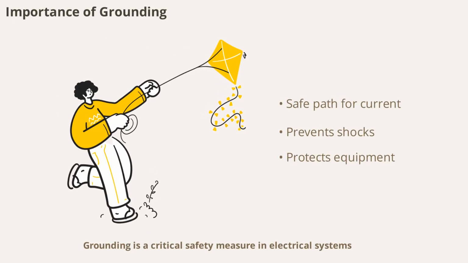Grounding is a critical safety measure in electrical systems. It provides a safe path for excess current to flow into the earth, protecting both people and equipment from electric shocks and damage. Proper grounding ensures that any fault currents are safely dissipated, reducing the risk of injury or fire. Understanding the principles of current flow and resistance is essential for designing effective grounding systems.